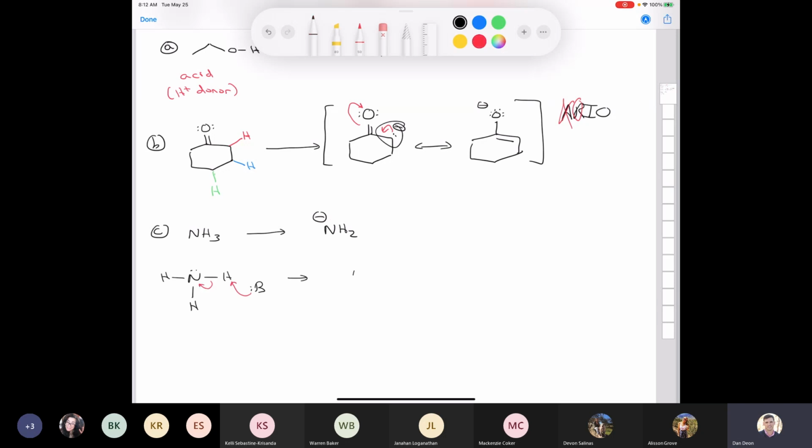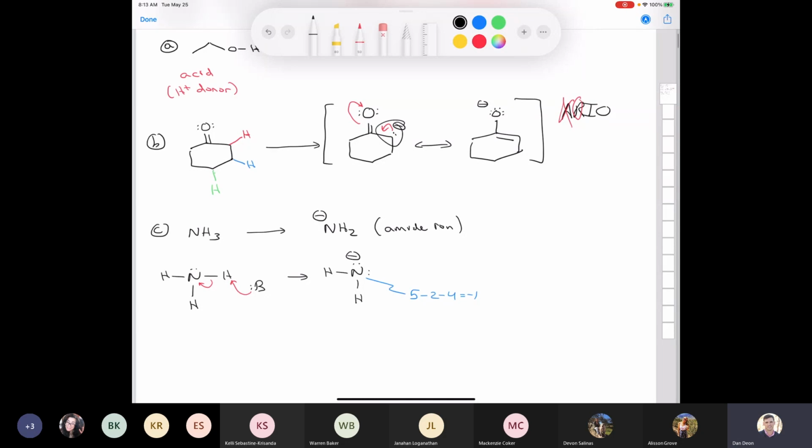You'd be left over with the nitrogen with the lone pair, these two hydrogens, and then you'd have another lone pair, right? This is the Lewis structure of NH2 minus. Think about the formal charge. You have nitrogen, which has 5 valence electrons, subtract 2 sticks and 4 dots, which gives you -1. Therefore, there you go. So you end up with amide. So this is called the amide ion, okay? Amide ion is what we would call that. So that's the conjugate base of ammonia.